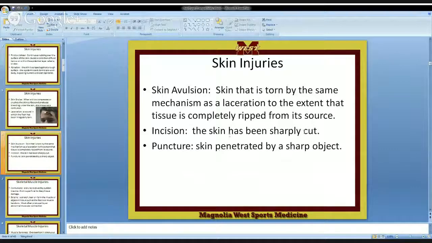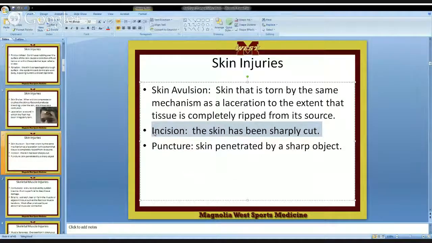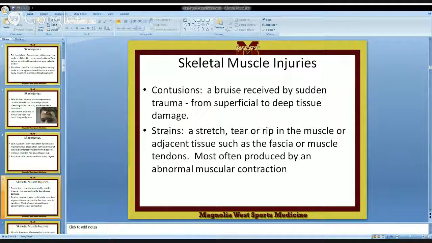All right, what is it when skin has been sharply cut? That is an incision. This is on slide 6. Slide 6 is a real popular one because here's another one where it is torn by that same mechanism as a laceration to the extent that tissue is completely ripped from its source, and that's where it's the completely ripped is avulsion, and it's a skin avulsion where it's completely ripped from its source. Make sure you knock that out.